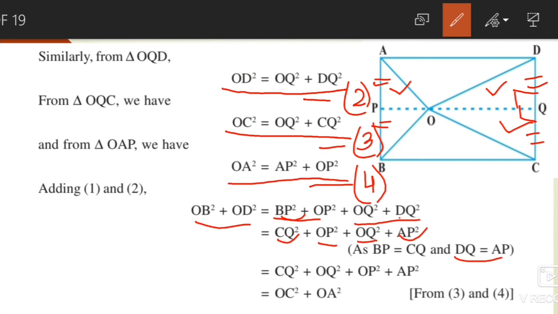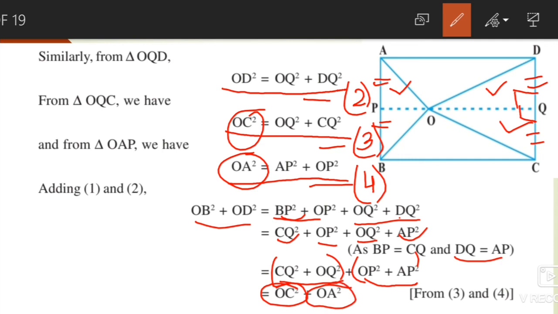Now, if you take CQ square, OQ square, OP square and AP square, and arrange them in brackets, you can see that CQ square plus OQ square is equal to OC square, and AP square plus OP square is equal to OA square. That means OB square plus OD square is equal to OC square plus OA square. In this way you have to solve this example.